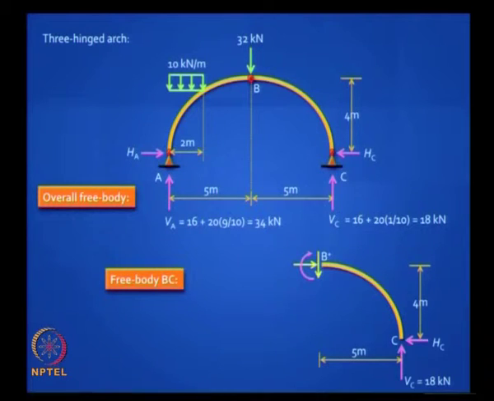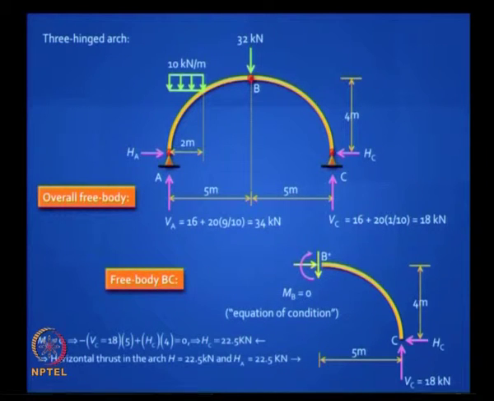So you take a free body. You can take either the left or the right. Here, taking the right free body is more convenient because you do not have any loads to be shown in that portion. And then you invoke the condition that the bending moment at B is 0, it is called an equation of condition, and you can easily solve and get the horizontal reaction. Okay. So this is the solution for a typical problem like this.